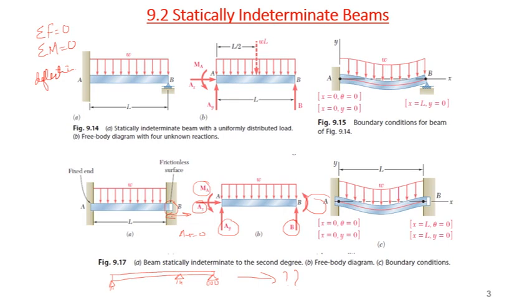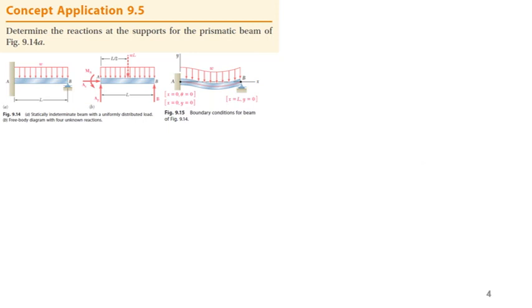Okay, now let's see a concept problem. Determine the reactions at the supports for the prismatic beam as shown in this figure. We have a cantilever beam with one end fixed and the other end a pin joint. If we draw the free body diagram for this problem and write sum of forces in the x direction equal to 0, this leads to Ax equal to 0.